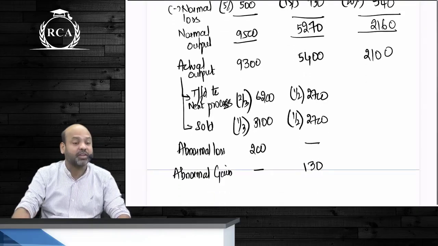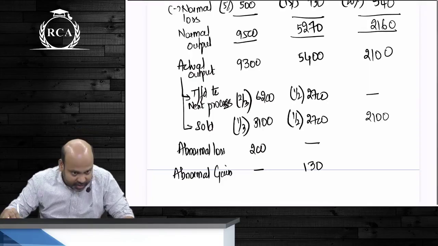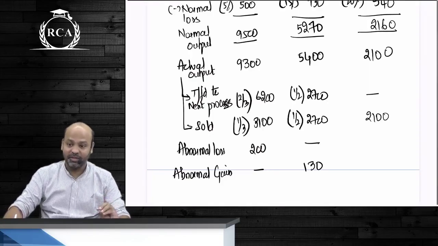How much is transferred to the next process? Entire output was sold. Classic example of when I'm reading the question, do not read.